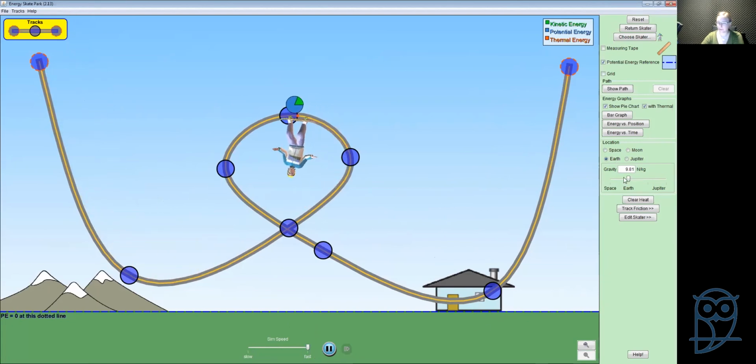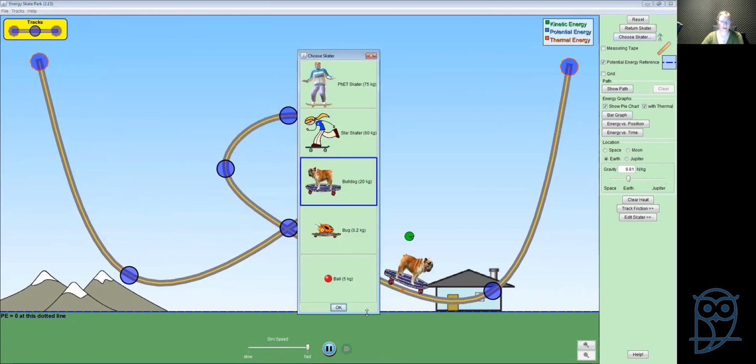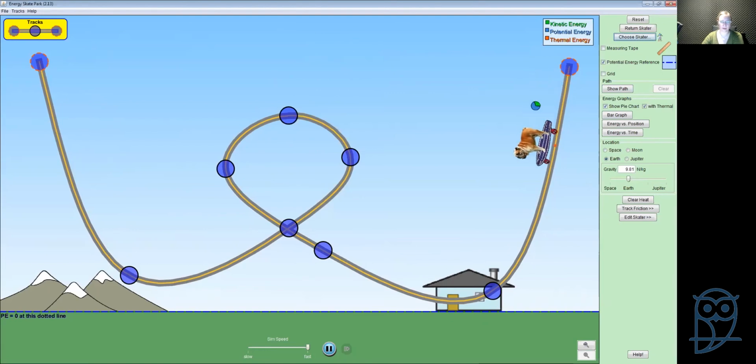So here we can play around with lots of different things. There's a measuring tape that you can use. You can choose different skaters of different kilograms. There's a bulldog that only weighs 20 kilograms. There he goes. Great. You can show the path that they are traveling. So here you can see it's literally like ticker tape. The further away the dots are, the faster they are traveling.